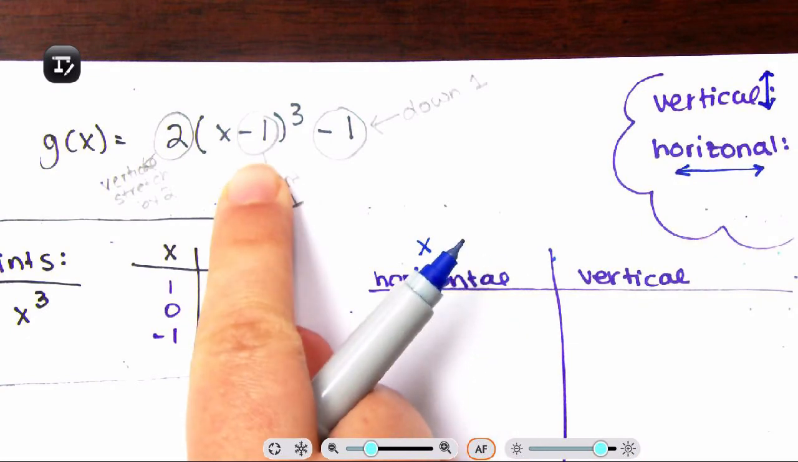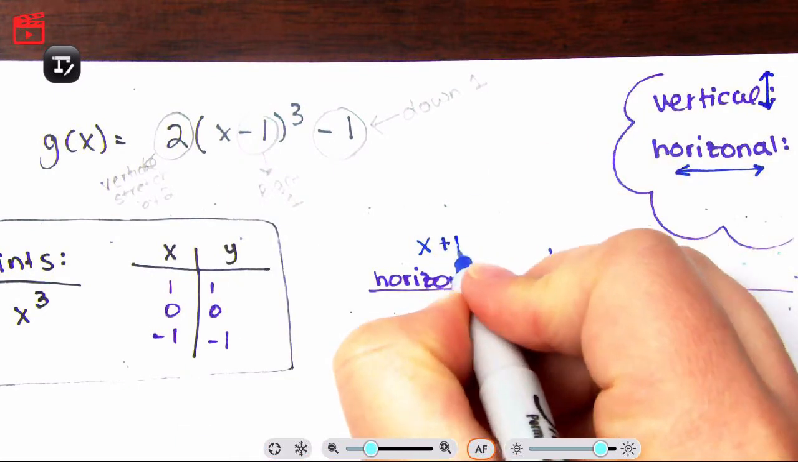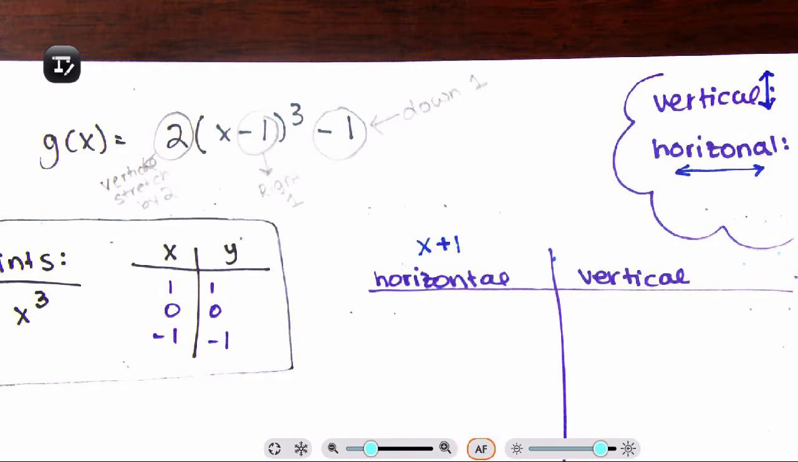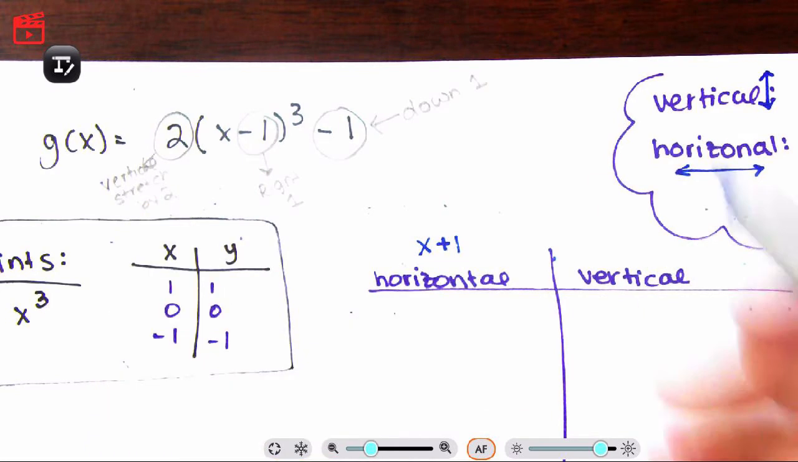And I'm jumping once to the right, so I'm doing the opposite. So I have a +1 for my horizontal shift. Now let's look at the vertical. Is there any other horizontal? There isn't. I do have a vertical stretch by 2, so here's my y.